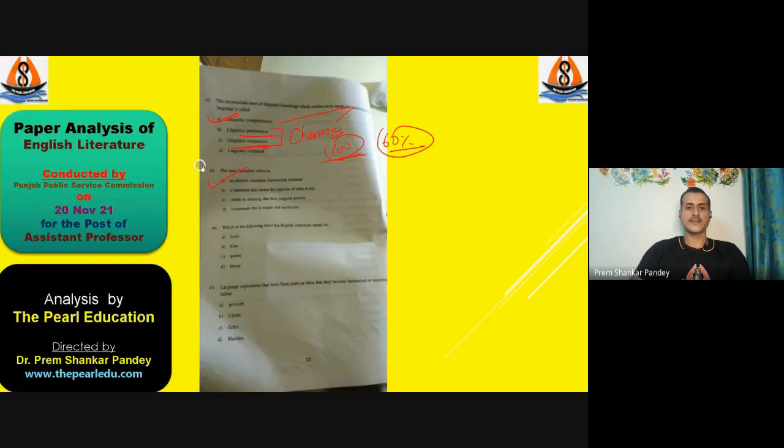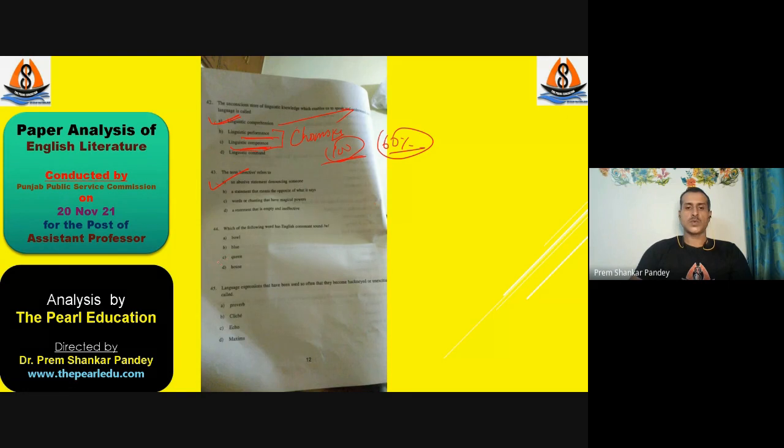Bowl, blue, queen, house. You can pronounce the words and find whether there is a sound W. In queen, W is there, so queen is the right answer here. In bowl, there is no W sound. In blue, there is no W, and the same with house. So queen is the right answer.